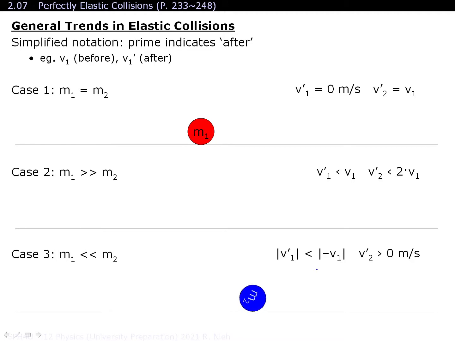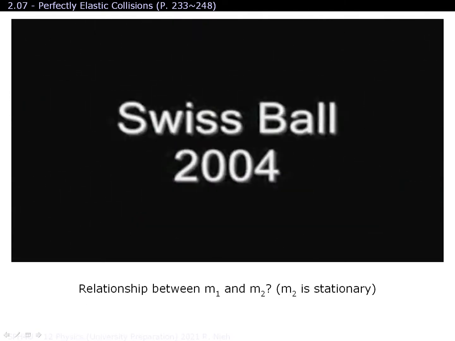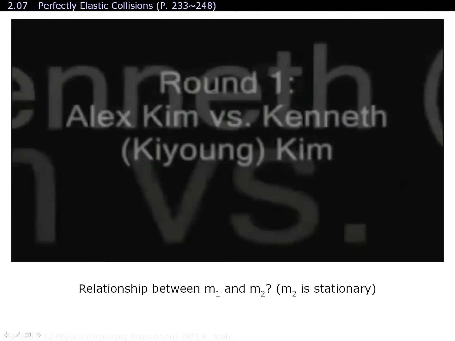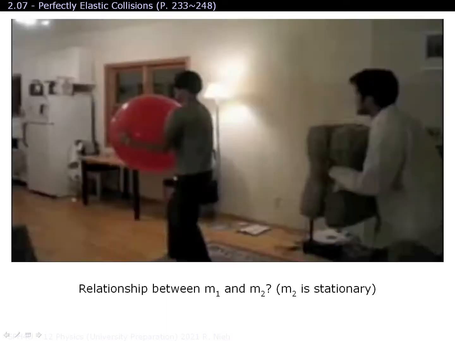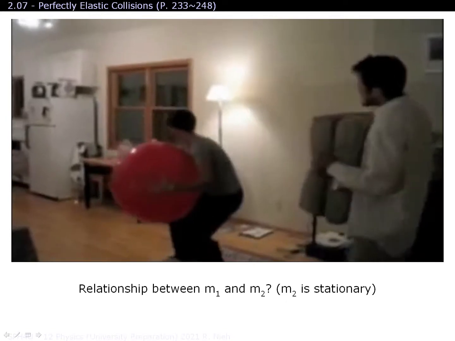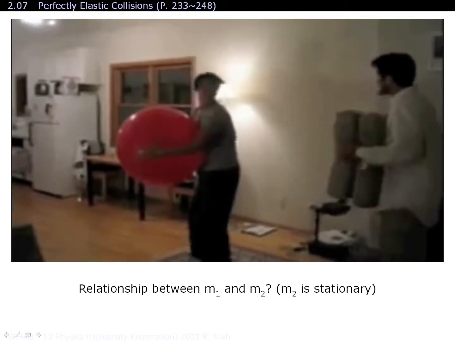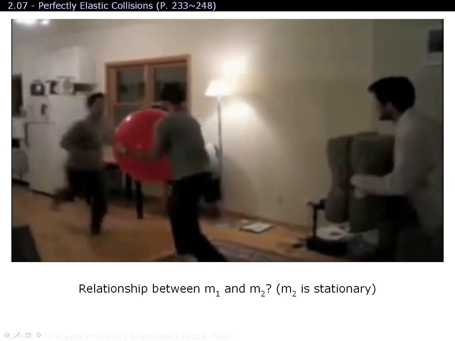Okay, let's see some real-life examples that we can find on the good old internet. Here we go. Alright, one thing I want to say as a disclaimer is make sure you don't do any of this stuff at home. I think these guys are trained professionals that you can find on the internet. Alright, so in the first case, we have these two friends and, well, can you guess what their masses are?